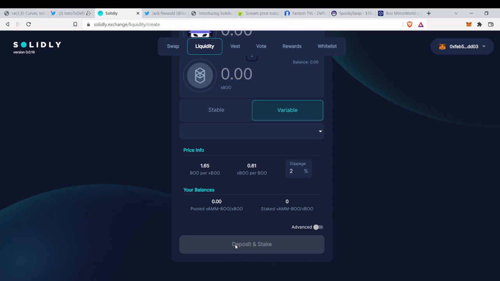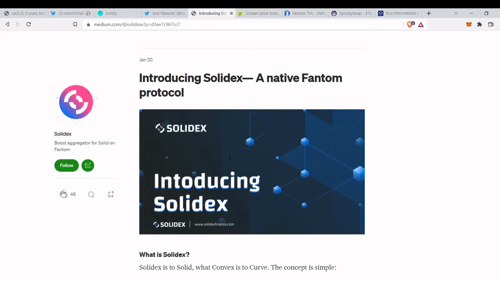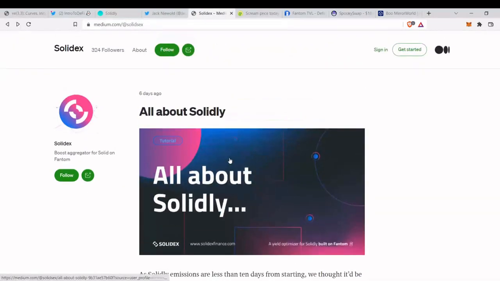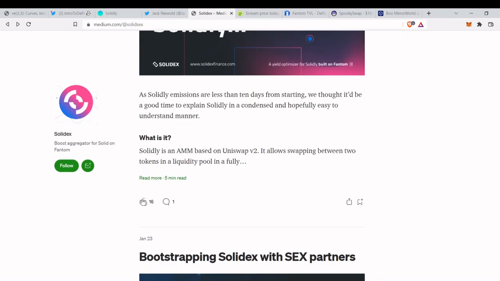So what I'm also looking at closely is Soldex Finance. So what is Soldex Finance? They want to be what Convex is to Curve. They will stake tokens for you. You'll get boosted rewards from Solidly, and they will take a cut and have an insane amount of voting power.